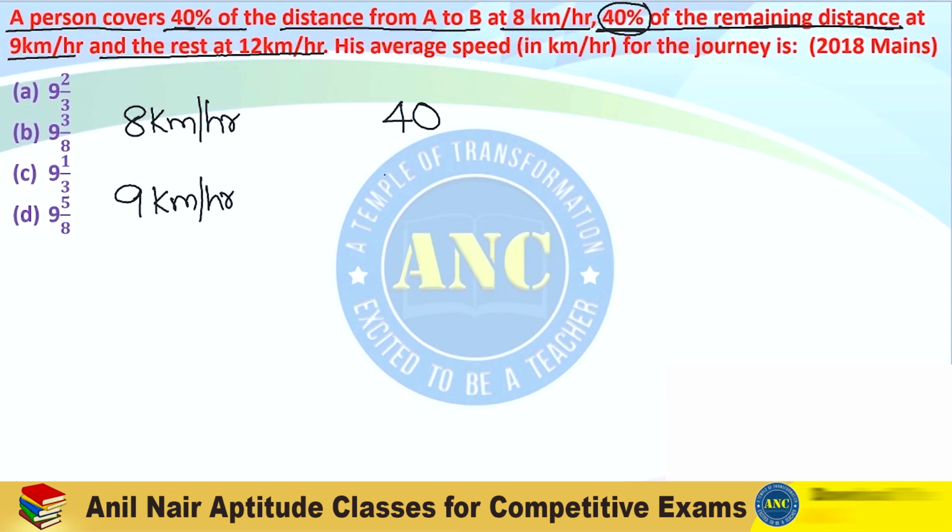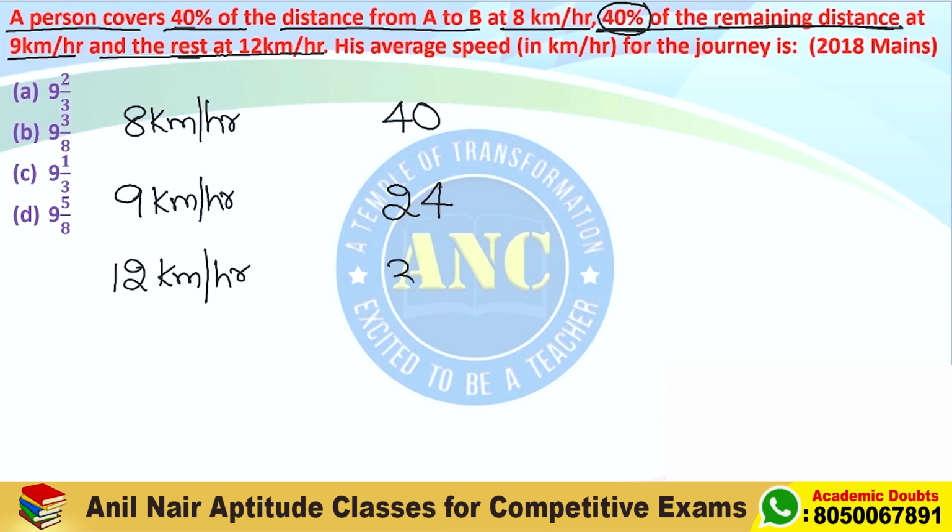What is 40% of 60? What is 10% of 60? It is 6. So 40% of 60 is 6 into 4, which is 24 kilometers, traveled at 9 kilometers per hour, and the rest of the distance at 12 kilometers per hour. How much is remaining right now? 40 plus 24 is 64 is over. Another 36 is remaining, so that it becomes 100 kilometers.